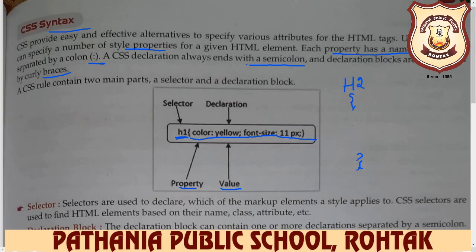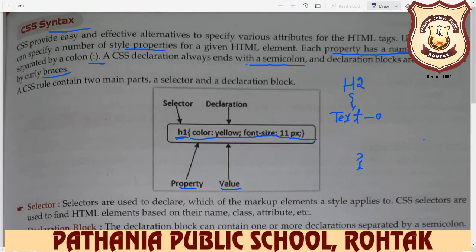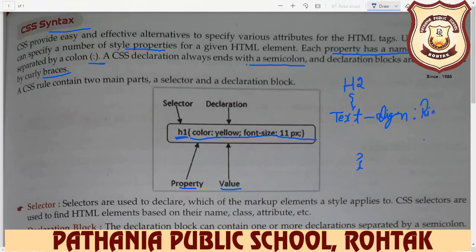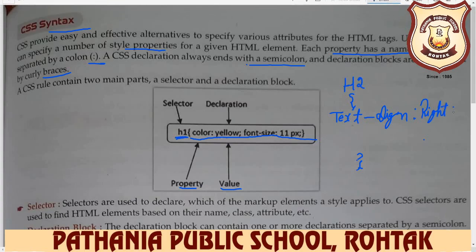You see here we learn already property has a name. So you write down name here. For example, we want to change the text alignment. For text alignment, your property is text, T-E-X-T, text, and then you use the hyphen, then write down align, A-L-I-G-N, align, then write down colon. And after colon, you write down here left, right, center, alignment, and then you terminate it.